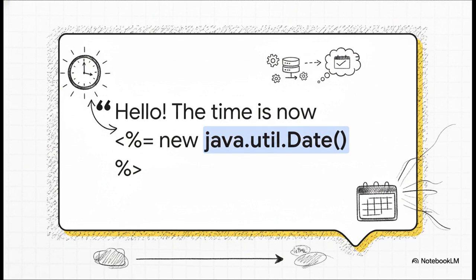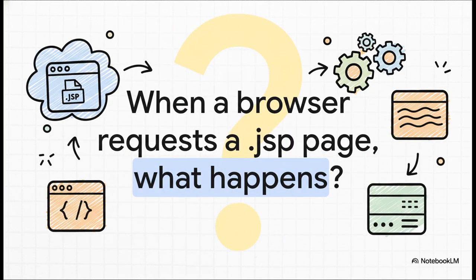That's a JSP expression. It's basically telling the server, hey, right here at this exact spot, run this tiny bit of Java code and print out whatever it gives you. In this case, it just gets the current date and time from the server and plops it right onto the page. Simple, right? So when your browser asks for a JSP page, it doesn't just get that file sent back.